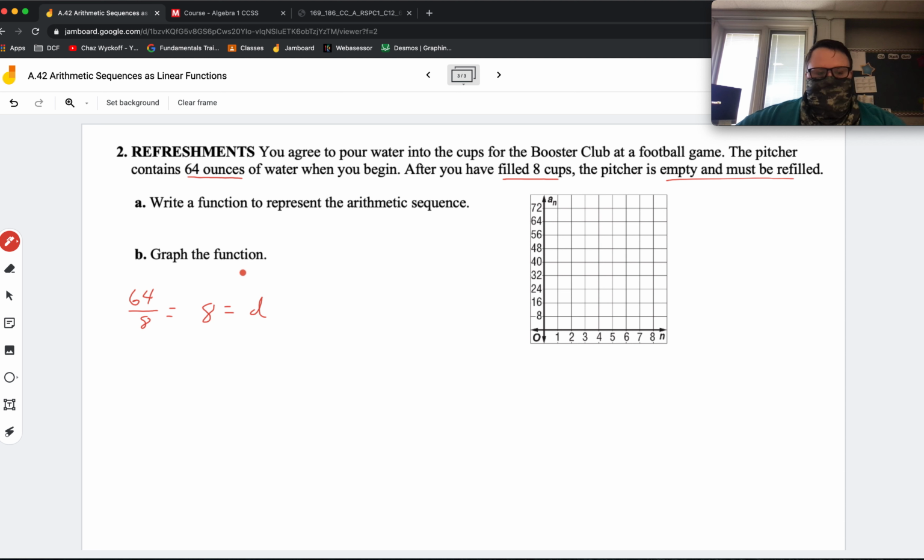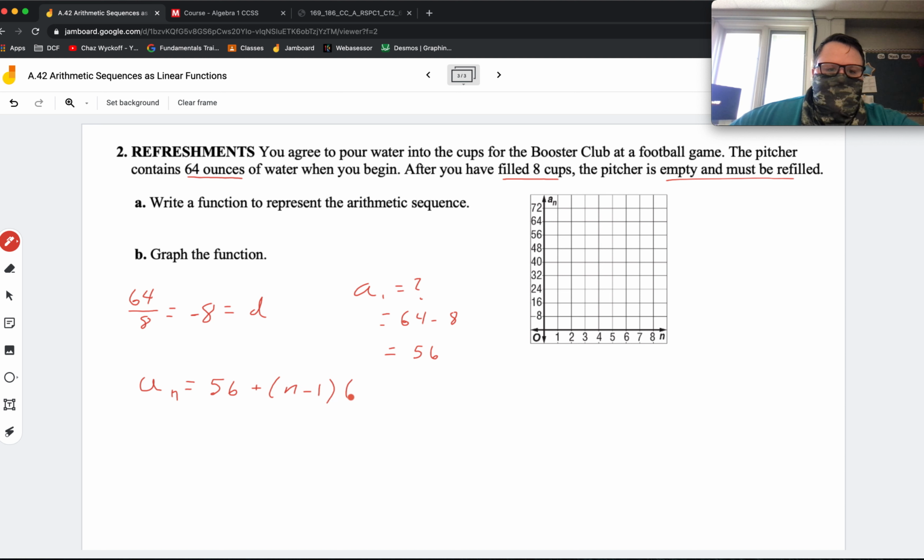Now, here's where it gets a little tricky. All we need is our difference and a sub 1 to write our formula. But what does a sub 1 actually equal? It would be a mistake to say a sub 1 equals 64, because 64 means that there have been no cups filled. So a sub 1 is actually going to be 64 ounces minus 8, because that's what our common difference is. So our common difference was -8, by the way. So 64 minus 8 is 56, and that is what a sub 1 is. So now I know a sub 1 and I know d, so I'm going to write my equation. A sub n equals 56 plus n minus 1 times d, and d is -8.